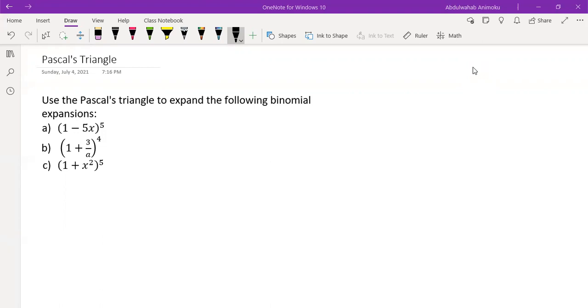Okay, now what is binomial expansion? Let's first understand what this means. It's an expansion of the form x plus y raised to power n, where n is a positive integer. That's what a binomial expansion is. Now, how do we expand this?